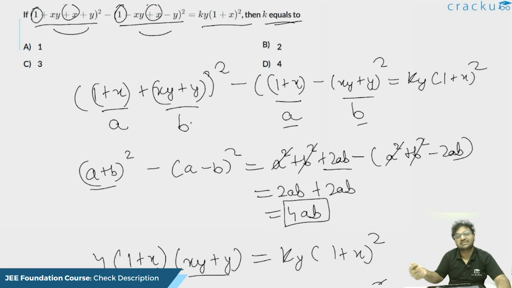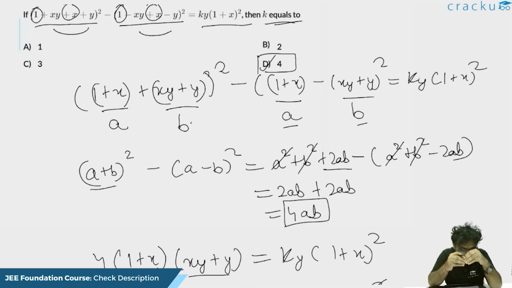So the question asks k equals to, hence the correct answer is option D, 4. Okay, so try to figure out something common. Directly, instead of opening this, even if we open this 4 times square, it is basically a very huge number and many calculations would be there. Instead of that, try to find some common pattern in that and try to cancel it out.